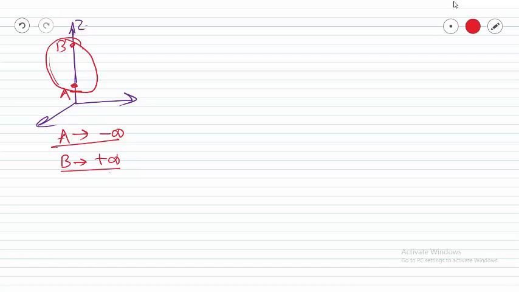Okay, now let us draw two figures. Let us say this is point P and this is point T. Let us say this is point B.